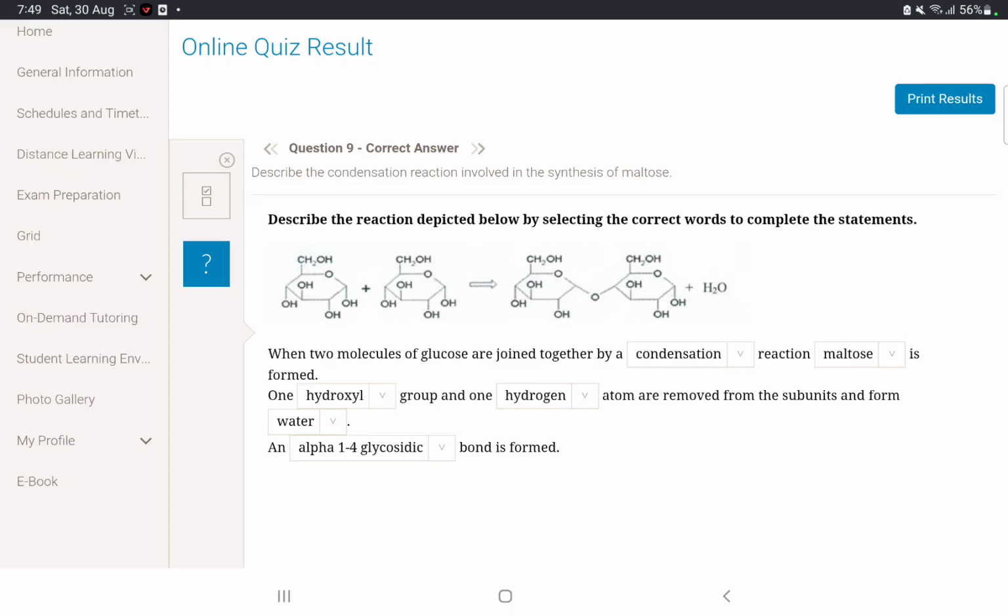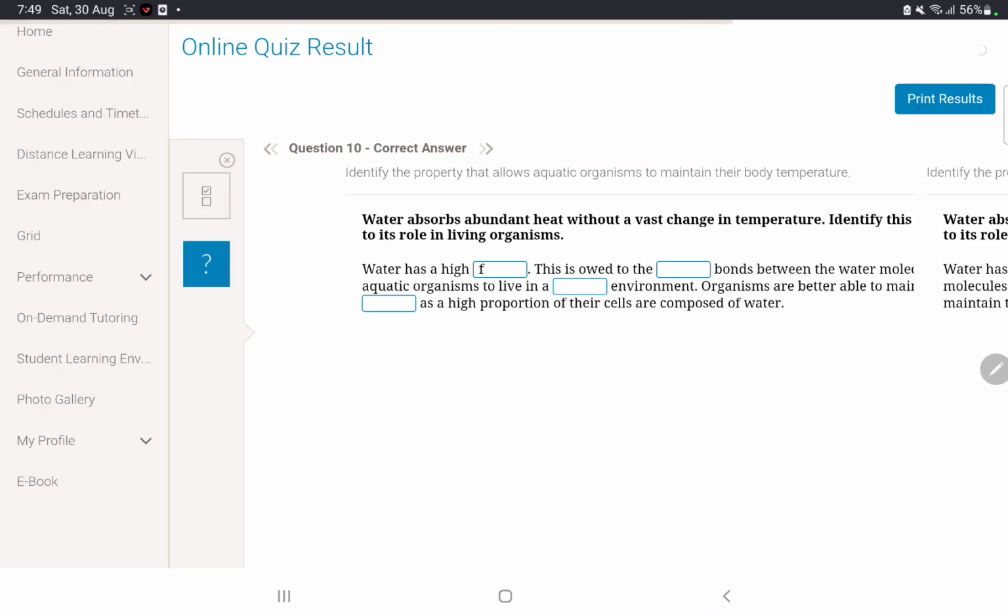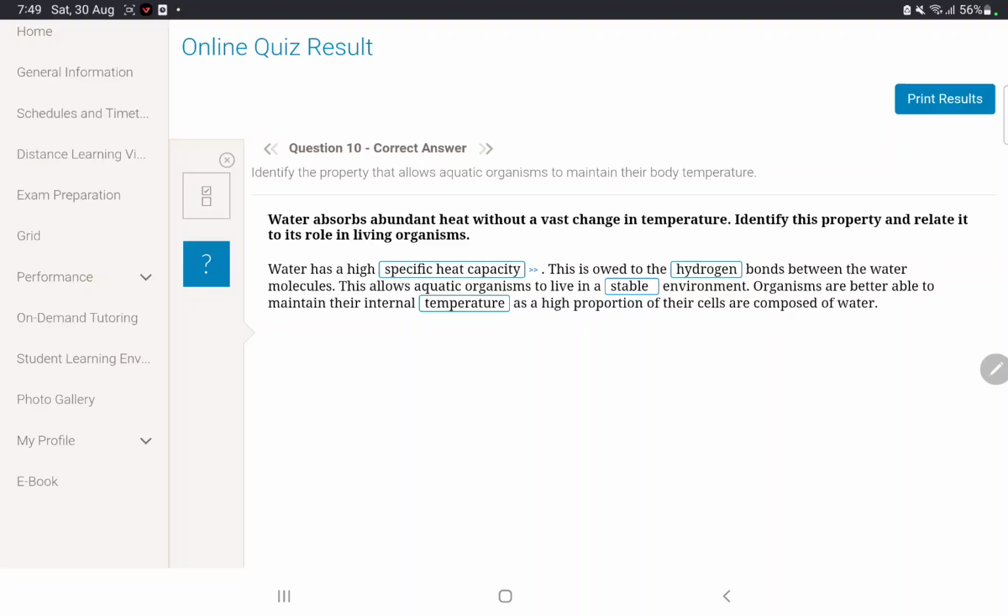Removed from the subunits and formed water, okay. Alpha 1,4 glycosidic bond is formed, okay. So memorize this, guys. In condensation, when maltose is formed, you have an alpha 1,4 glycosidic bond, okay. This is for your information, they might ask you that, so please remember 1,4 glycosidic bond.